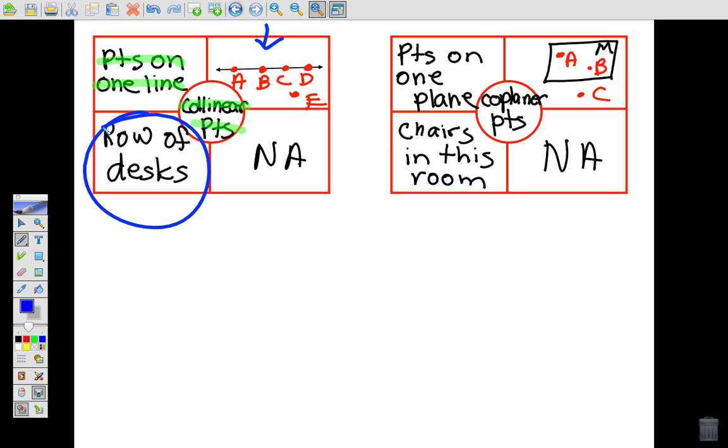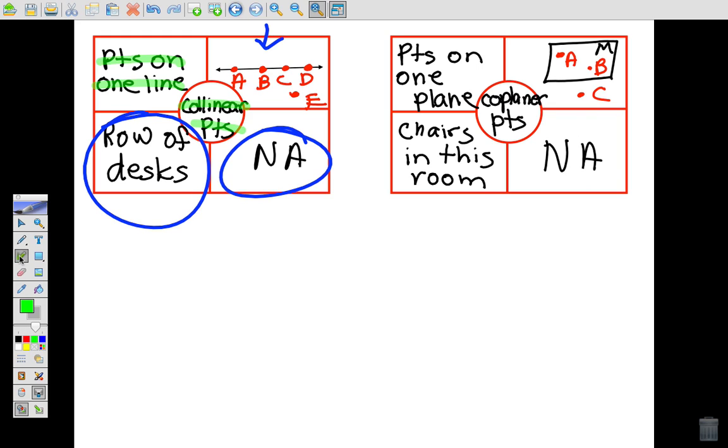Maybe a real-world example would be in your classroom where you have a row of desks. You have the row going straight back. In other words, all the students in that row are collinear because they lie in the same row. Now, as far as notation, we really don't have any symbol for collinear points.